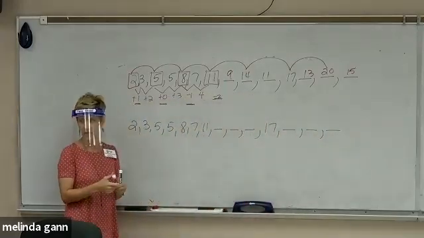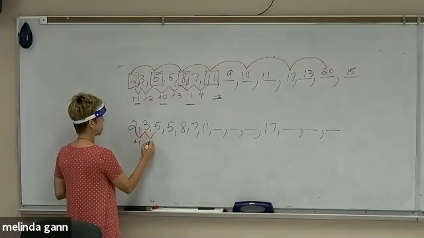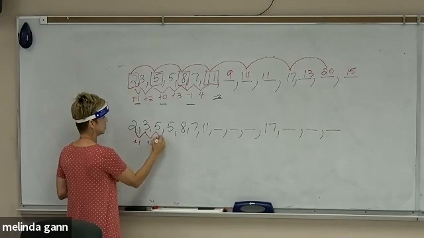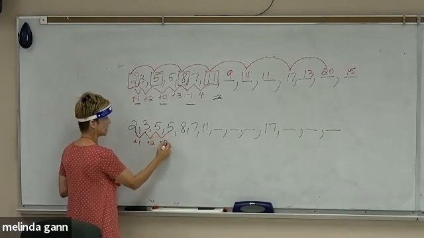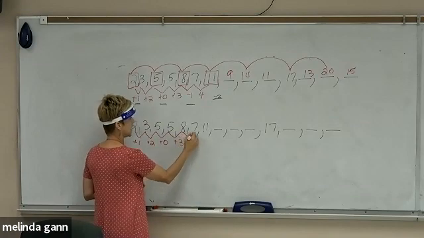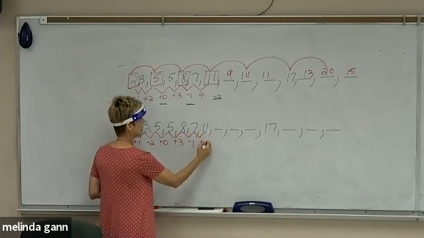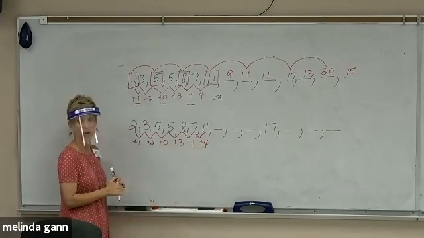I've seen a student do this before. Those go up by 1. Those go up by what? 2. What do those go up by? 0. Kind of like Abby was doing. Those go up by what? 3. What's that go down by what? 1. And that one goes up by 4. And then they just start it over.